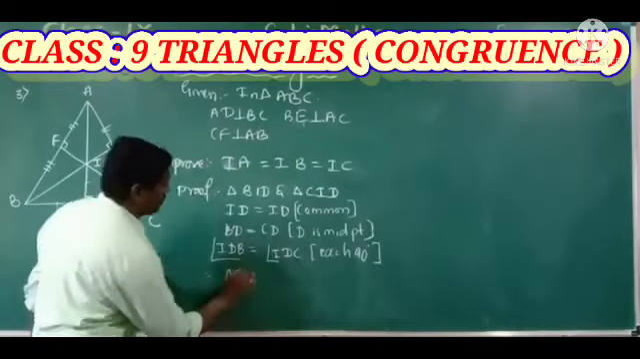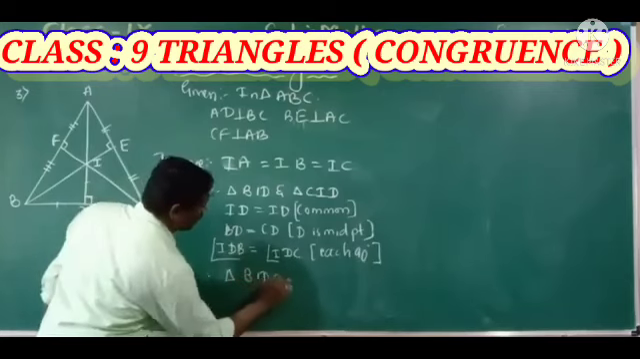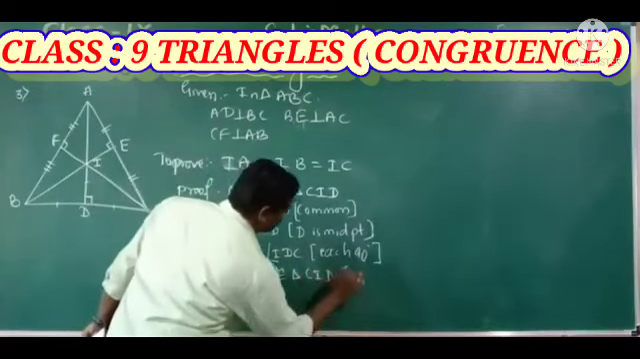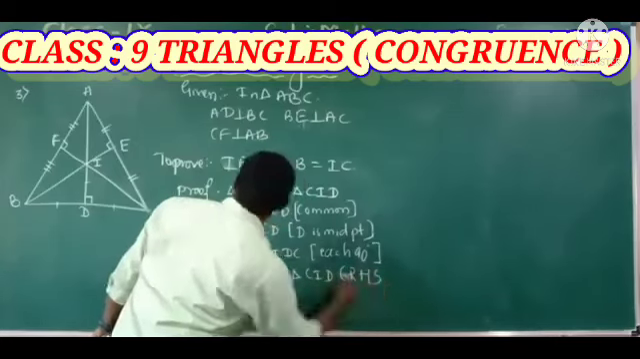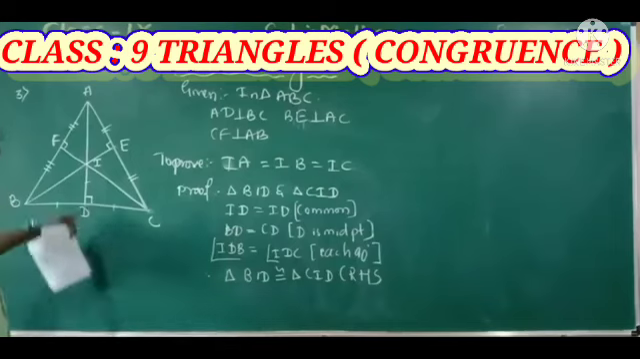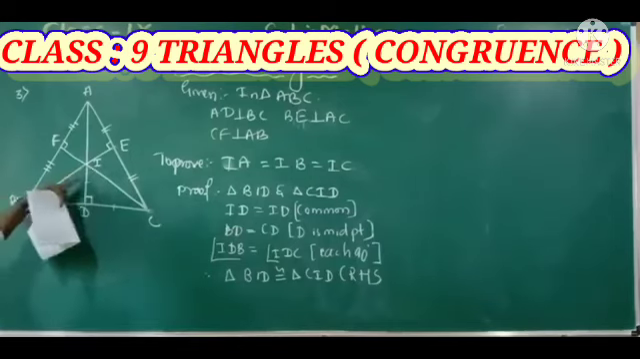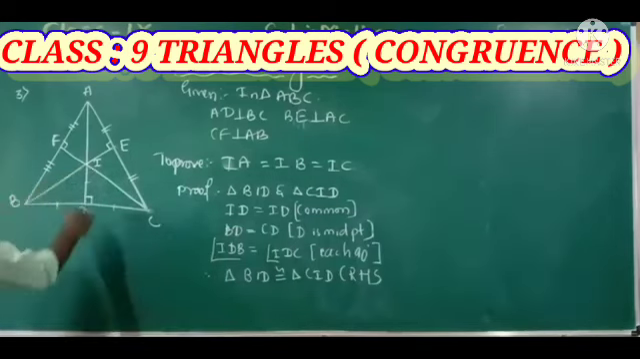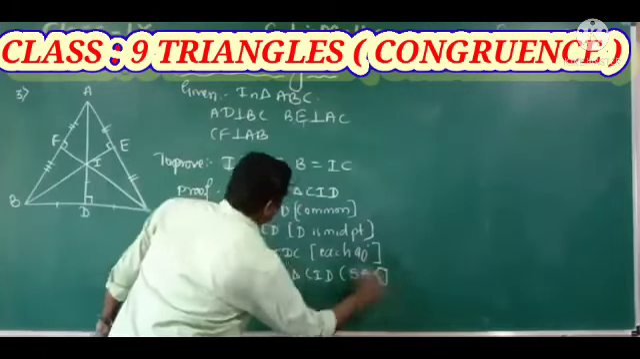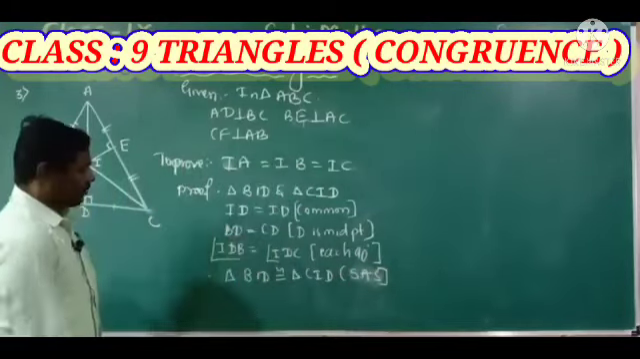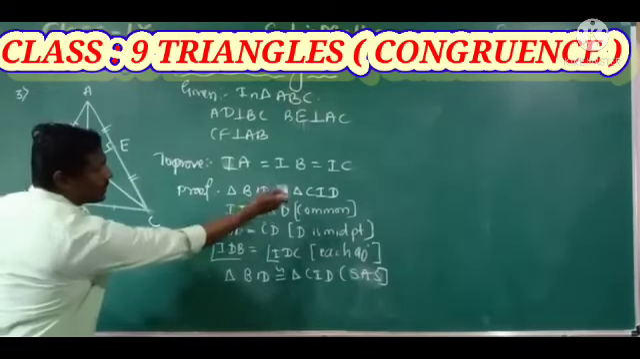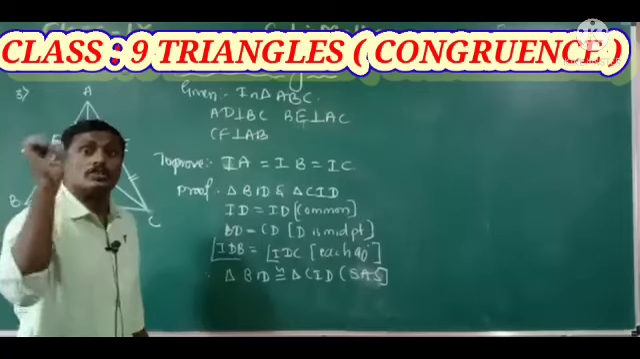Therefore, triangle BID is congruent to triangle CID, by using RHS criteria. Sorry, which criteria are we using here? You are not taking the hypotenuse here. It means by using SAS, two sides and one angle, the two triangles BID and CID are congruent to each other.